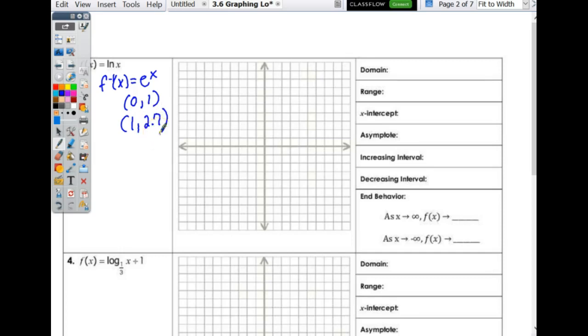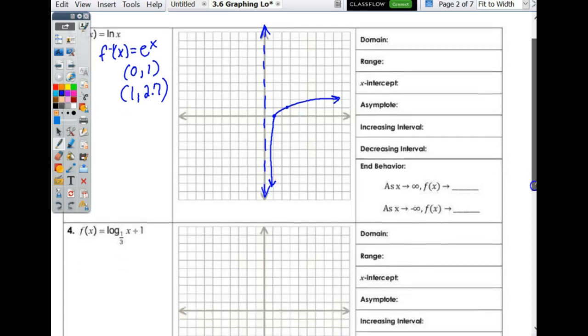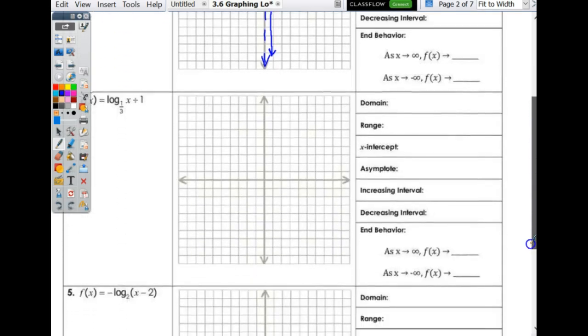I don't have any transformations, so my asymptote goes here. So 0, 1 is here, and then 2.7 and 1. So it goes like that. Well, it's the best I could do today. Maybe tomorrow I'll be a better teacher.